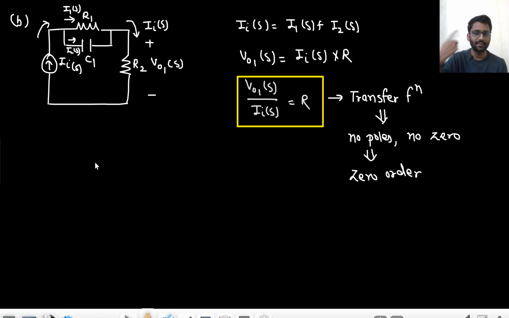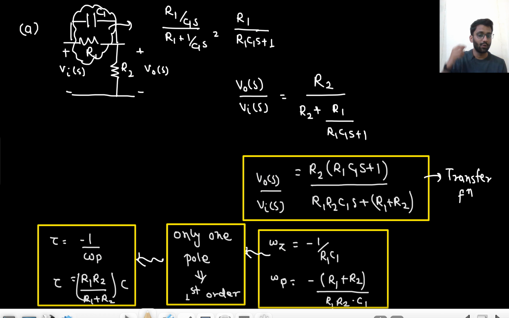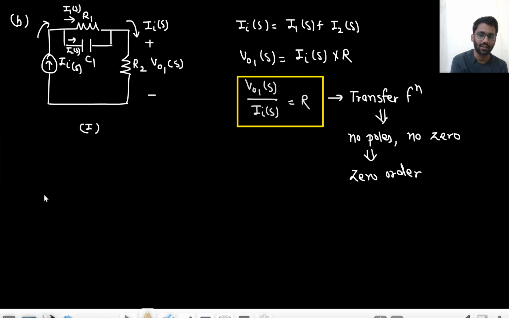Now, this was the first part. Now the same circuit will be there, but my output will be different. My output will be this V02. Now what do I get? That is the matter of concern now for the second circuit. So now in the second circuit, my output has been changed.